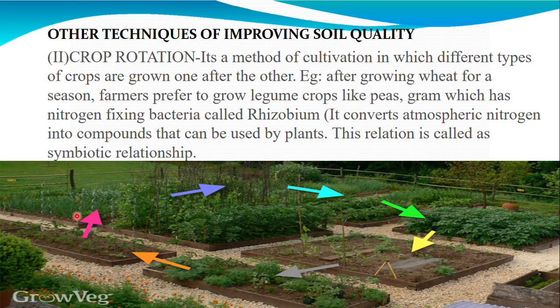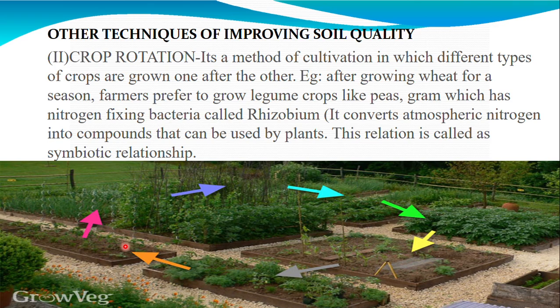Crop rotation is a method of cultivation in which different types of crops are grown one after the other. If I give you an example, after growing wheat for a season, farmers prefer to grow legume crops like peas and gram, which have nitrogen-fixing bacteria called rhizobium.